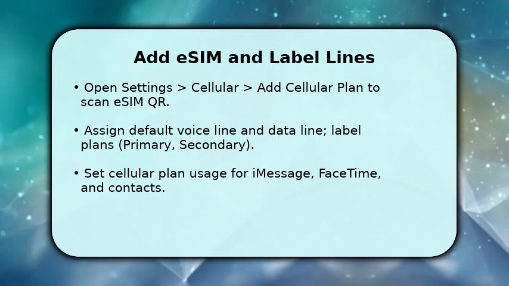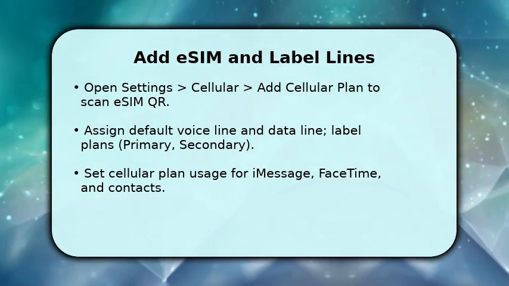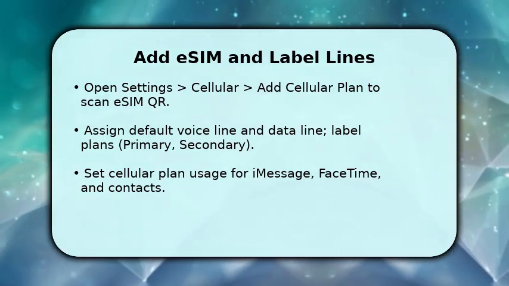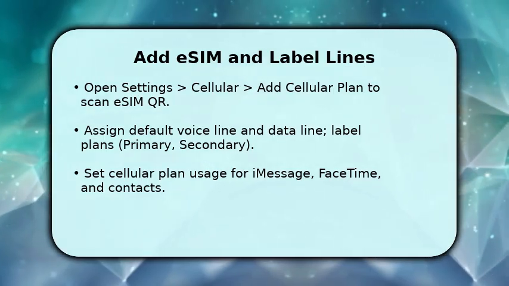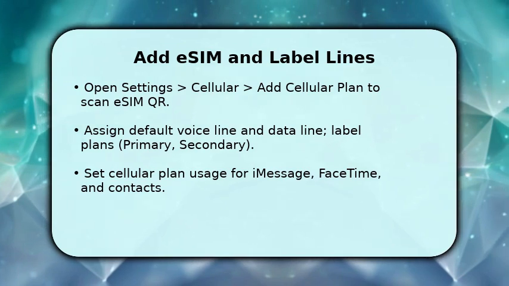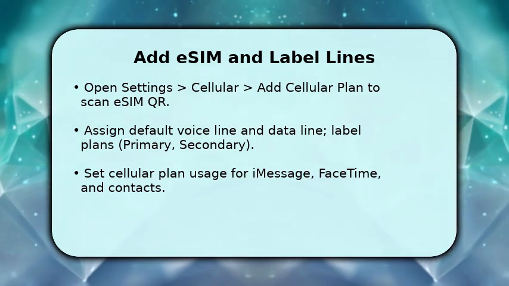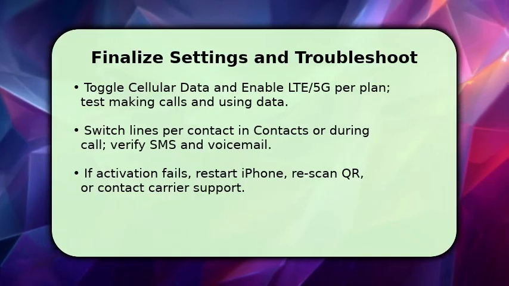If you plan to use 2 numbers for calls or data, set which line is used for iMessage and FaceTime. This organization prevents routing errors and makes switching seamless. You finish by confirming connectivity across both lines.